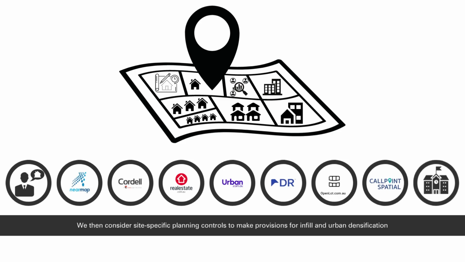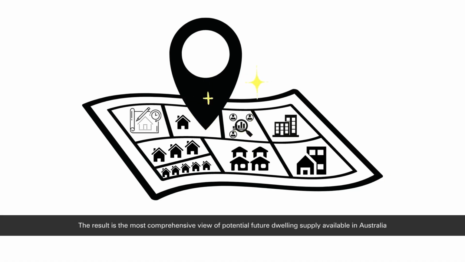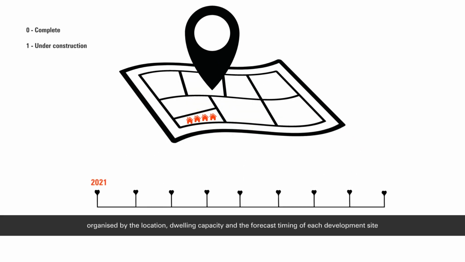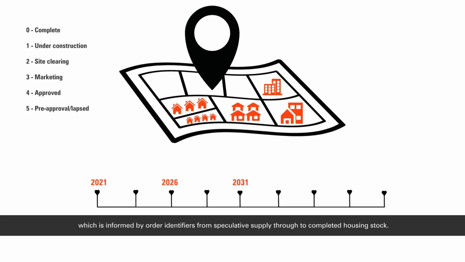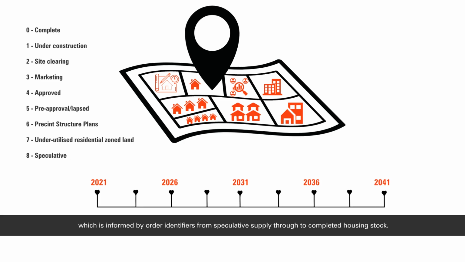We then consider site-specific planning controls to make provisions for infill and urban densification. And finally, we incorporate planning insights from the hundreds of local councils that we work with across Australia. The result is the most comprehensive view of potential future dwelling supply available in Australia. It's organised by the location, dwelling capacity, and the forecast timing of each development site, which is informed by order identifiers ranging from speculative supply through to completed housing stock.